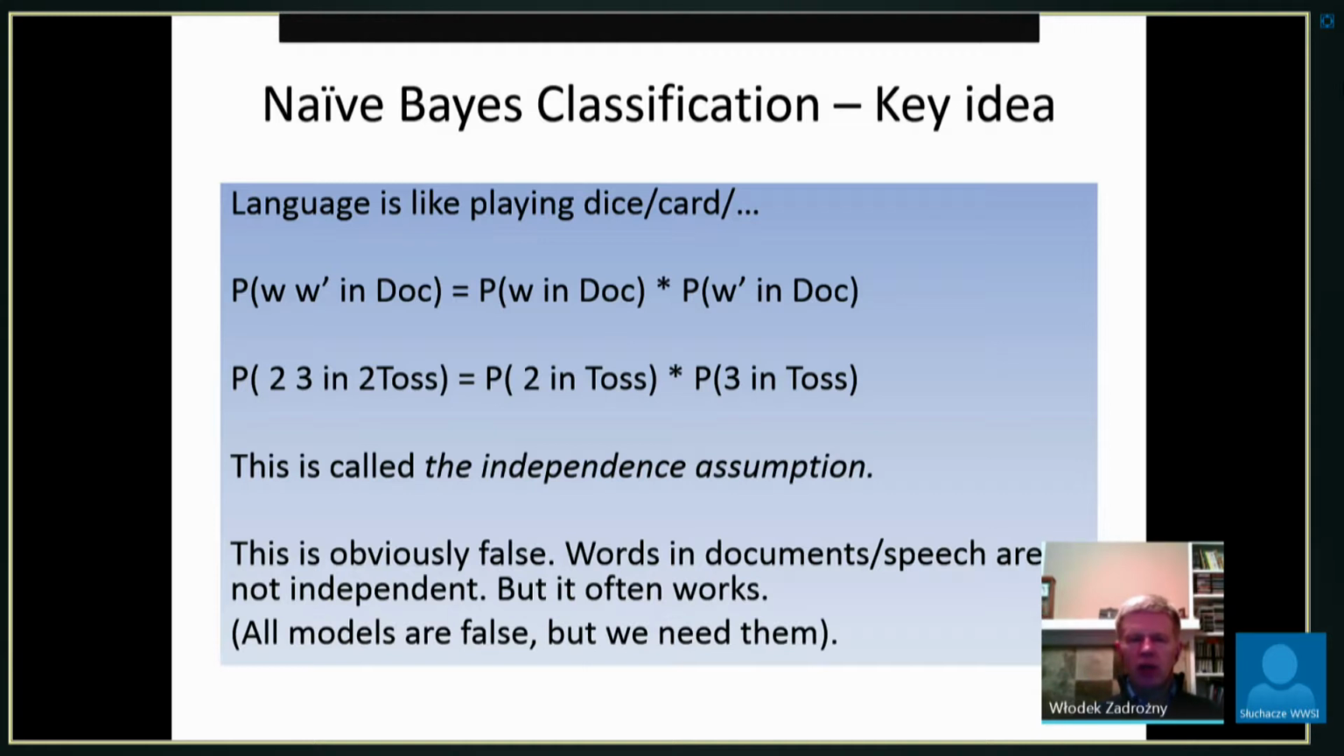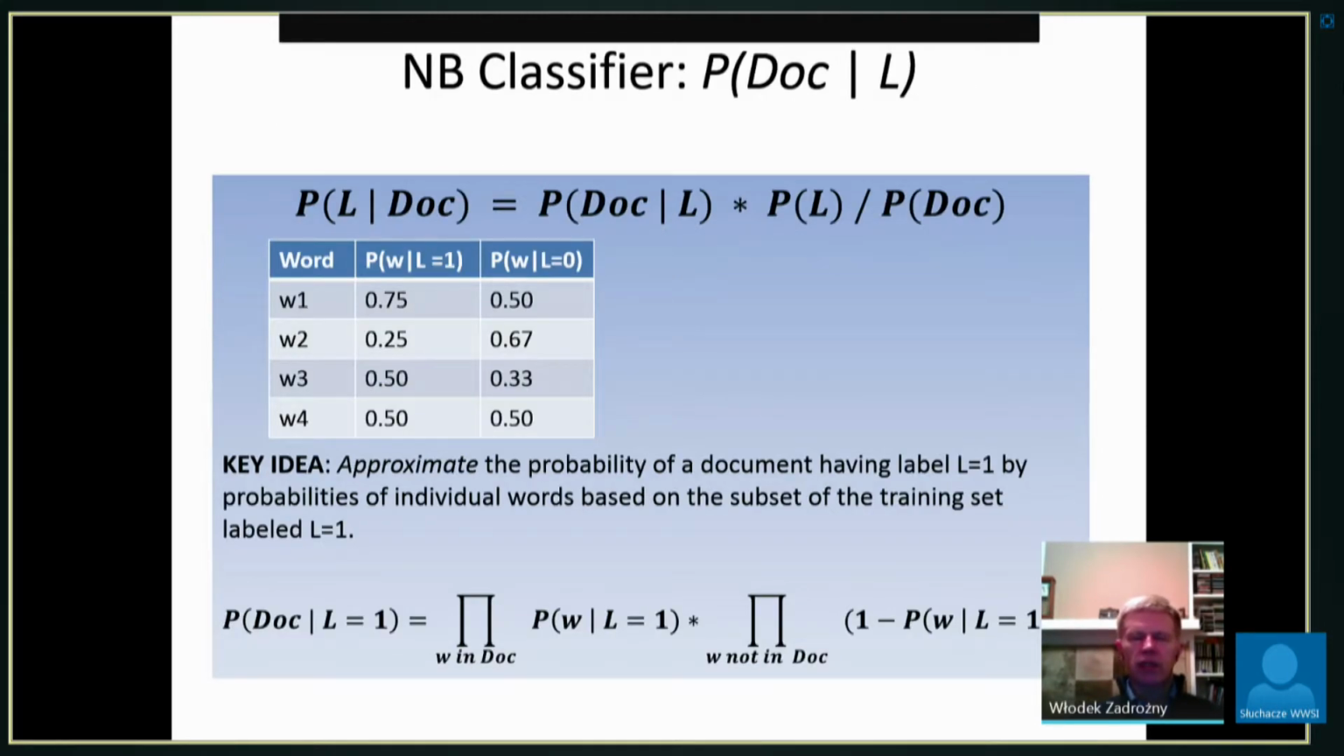Obviously, this assumption is false for documents because certain words appear often together. However, as an approximation, as a model of a document, it works often reasonably well. So let's see in our example how this can be done.